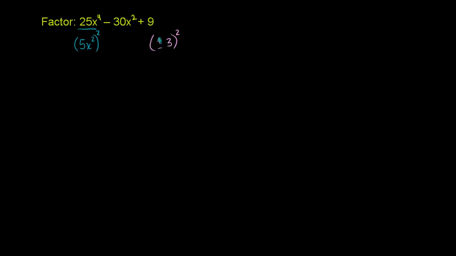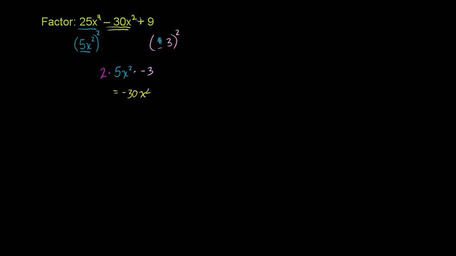So what is 2 times 5x squared times negative 3? Well, 2 times 5x squared is 10x squared, times negative 3. It is equal to negative 30x squared. We know that this is a perfect square.